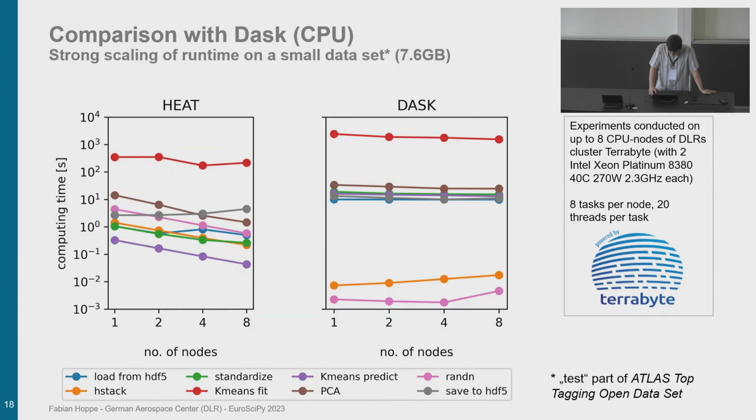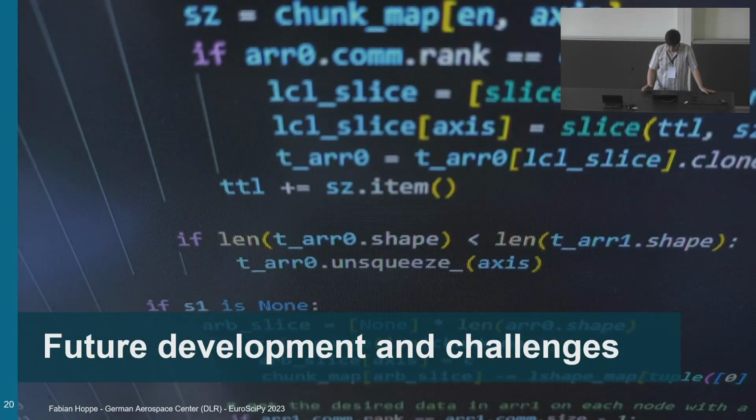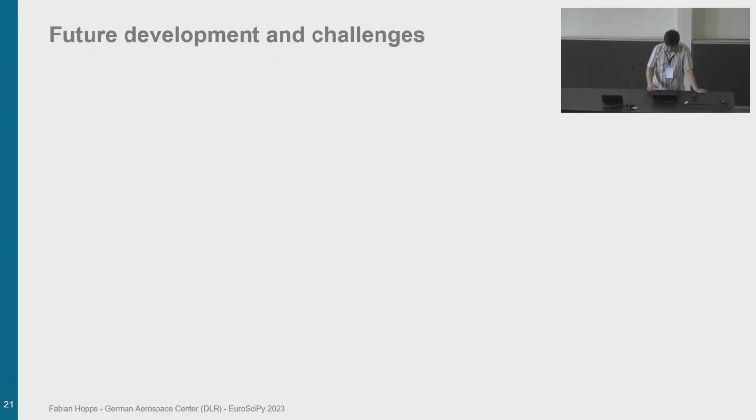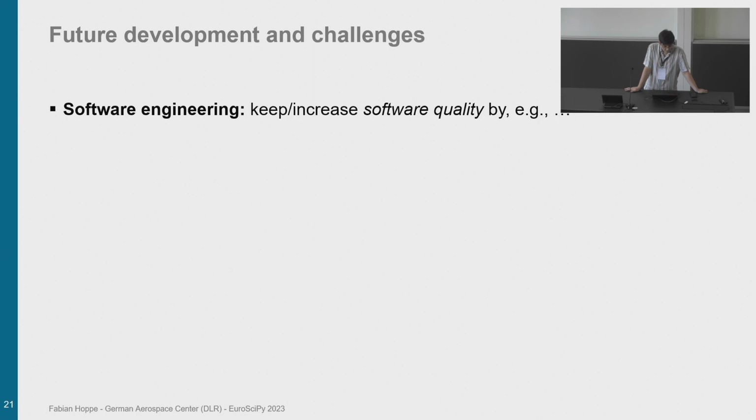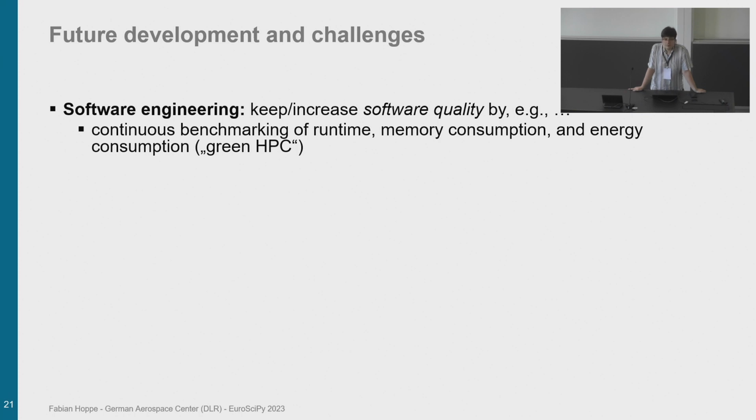Let me skip the two other comparisons with Dask and just go to the final slide, on future development and challenges. The first thing I want to mention is software engineering tasks, like keeping and increasing software quality. That means, for example, in particular in the HPC setting, we do continuous benchmarking of the runtime and hopefully soon also memory consumption and energy consumption.